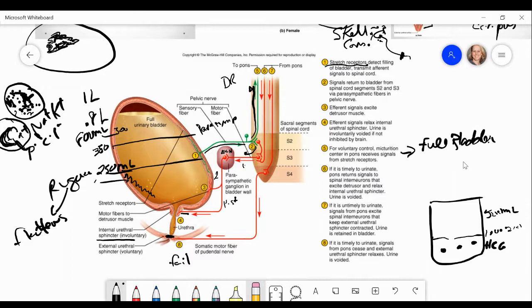Okay, so that's how this works. I suggest you go back through a few things about how most of our signals are going to be parasympathetic and motor and not necessarily sympathetic, because we're looking at this part of the brain, and the internal and external sphincter signals are either motor or parasympathetic coming out of the system. All right, and that's what I have for you on the urinary system.